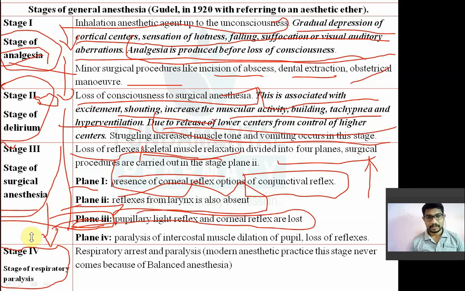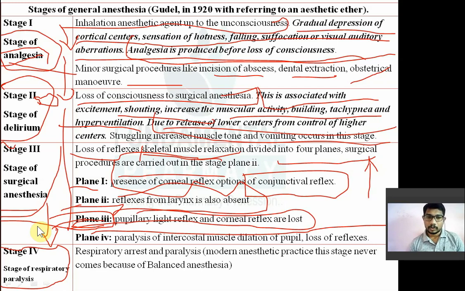patient की विकेट गिर गई, patient गया स्वर्गलोक में। Plane 4 is known as a paralysis of intercostal muscle, dilation of pupil and loss of reflexes. Paralysis of intercostal muscle होगा। So intercostal muscle is the muscle responsible for the respiration. जैसे आप सांस लेते हो, सांस छोड़ते हो, that is because of the movement of intercostal muscle, that is contraction and relaxation.